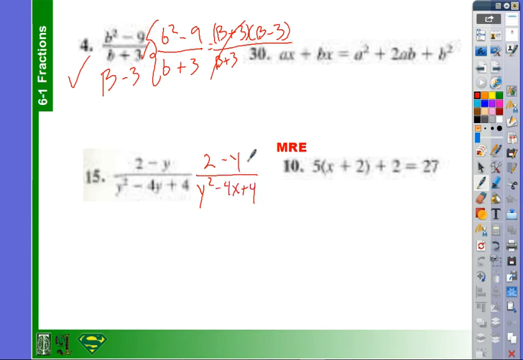So this is a linear expression. I can't factor it. The bottom is a quadratic. I can factor it. There's no greatest common monomial. Although y squared and 4 are both perfect squares, I have a linear term, therefore it is not a difference of squares, but this is a square binomial. So this gets factored as 2 minus y over y minus 2 times y minus 2.